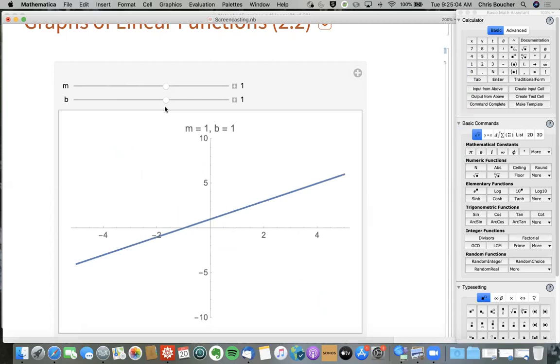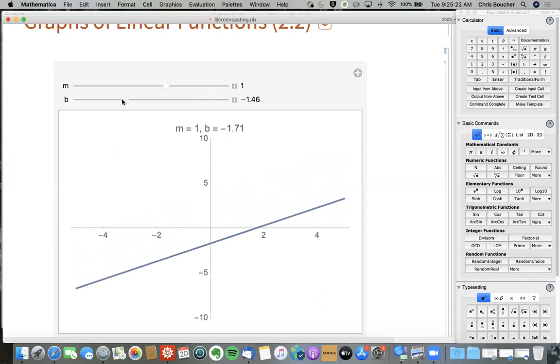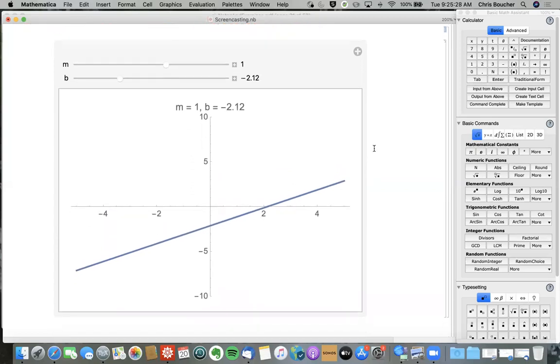And now look at the effect of b. Now, as I increase b, what I'm increasing is the y-intercept, which is the y value where it hits the y-axis, right? So you can see the line moves up, but it doesn't change its slope because the slope's not changing, only the y-intercept's changing. Right, so changing b just slides the line up and down. And negative values mean the y-intercept is down below the x-axis.